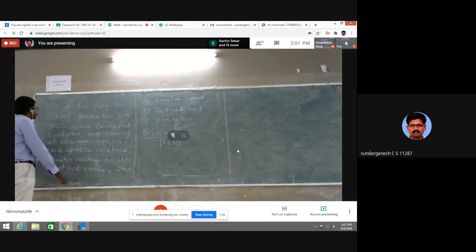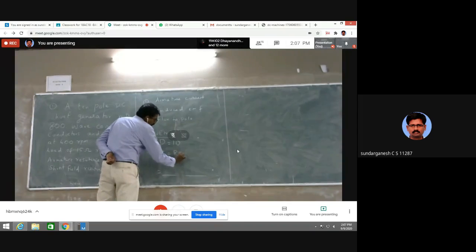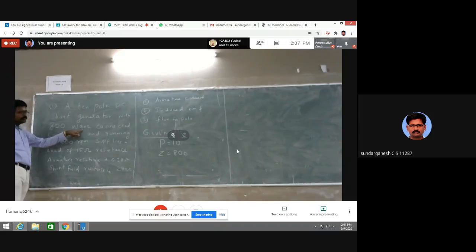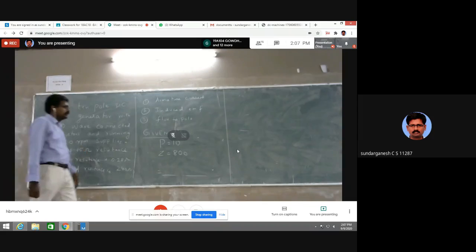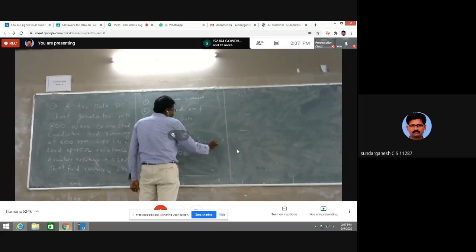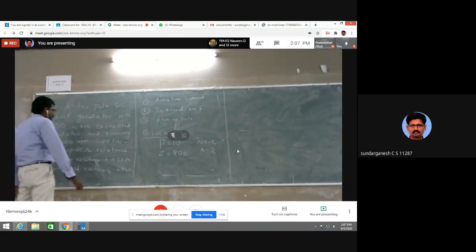Next, it is a shunt generator. The number of conductors is 800. And it is wave connected, so A equal to 2.